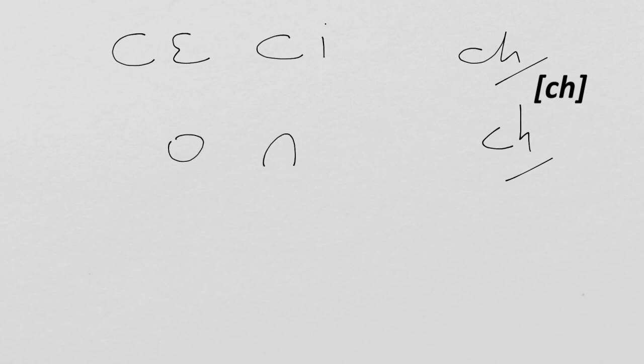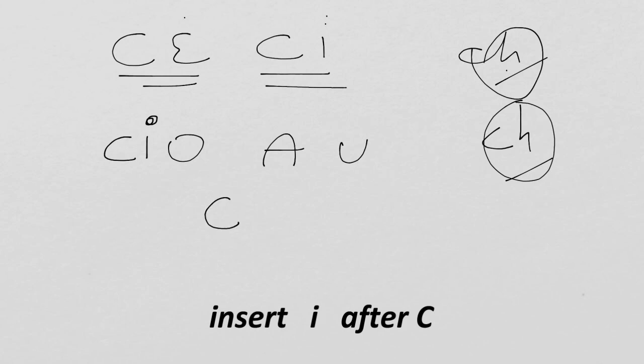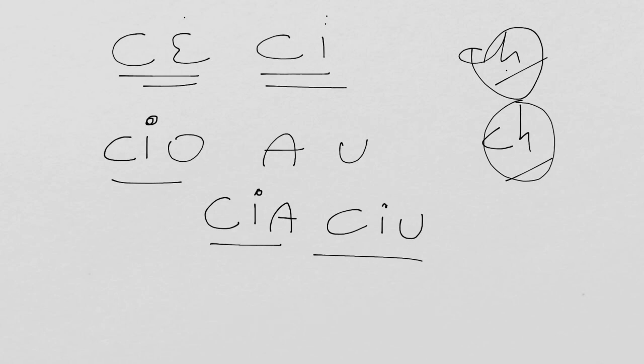Now, here we have che, chi. Let's go here, and we write che, chi. And the sound is ch. How do we obtain the same sound? How do we represent the same sound ch in front of o, a, u? We insert the letter E.